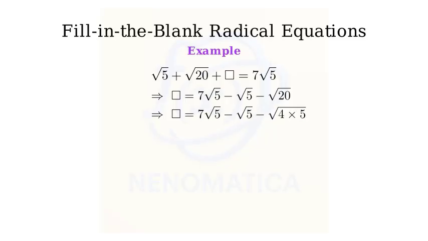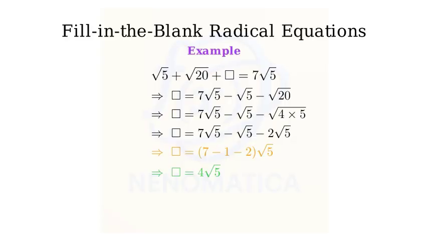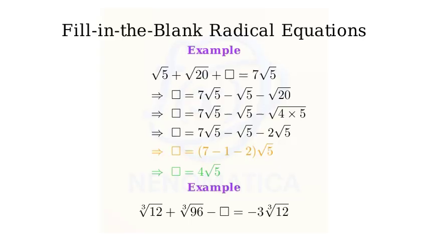Rewrite square root of 20 as square root of 4 times 5. Take the square root of 4 to get 2 square root of 5. Combine like terms. 7 minus 1 minus 2, all times square root of 5. The blank equals 4 square root of 5. Now, the second equation, with cube roots. We begin with cube root of 12 plus cube root of 96 minus a blank equals negative 3 cube root of 12.